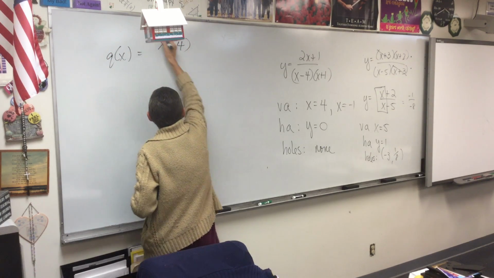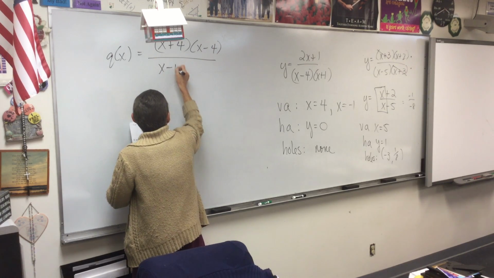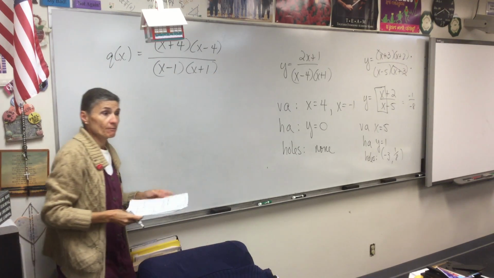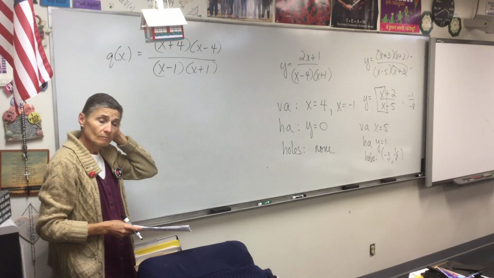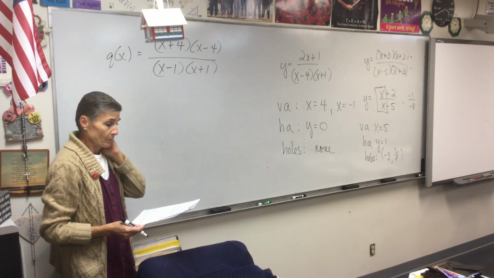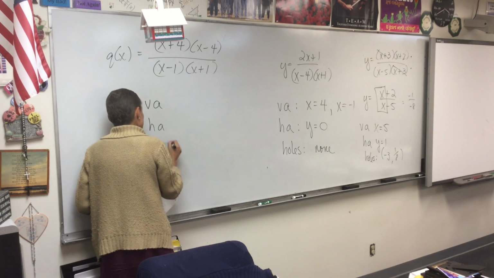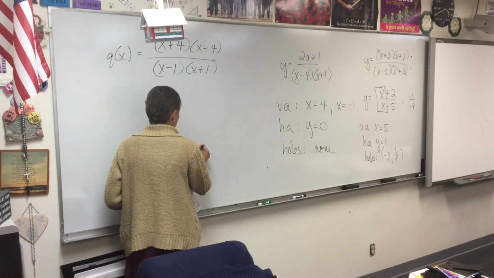I'm going to go ahead and factor this as I copy it. Is everybody okay seeing the differences of squares there on the top and the bottom? Yes. All right, so vertical, nothing cancels. What does that tell me, that nothing cancels? No hole. Right, none.